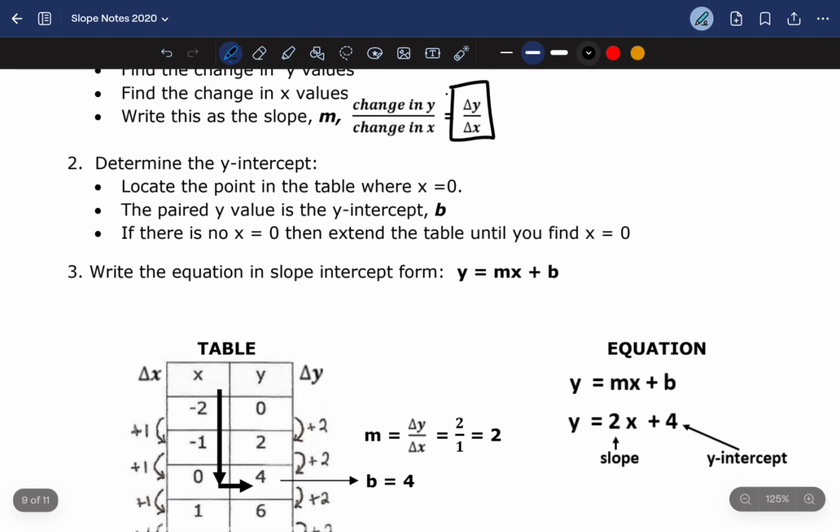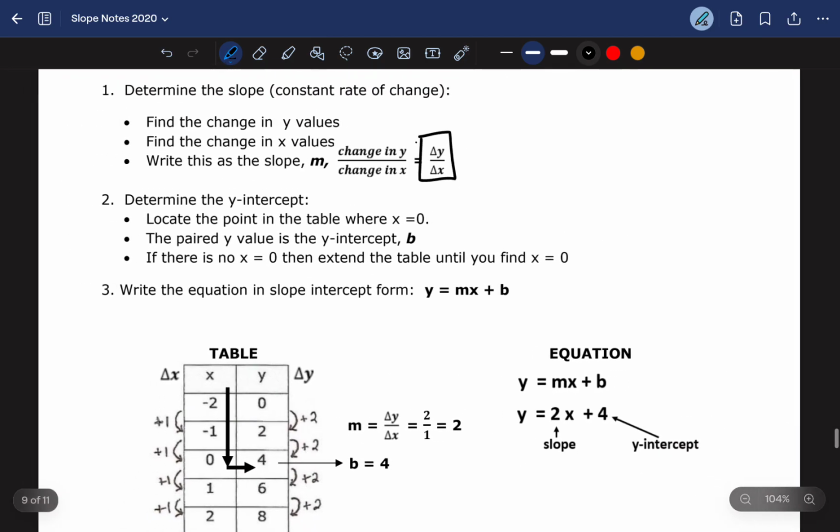Then you need to determine the y-intercept. So those are the two things you have to do: find the rate of change and the y-intercept. Remember, the y-intercept in a table is where x equals 0, and the paired y value is that y-intercept. If there is no x equals 0, then you have to extend your table, either up or down, until you find x equals 0. Then we're going to write our equation in slope-intercept form as y equals mx plus b.